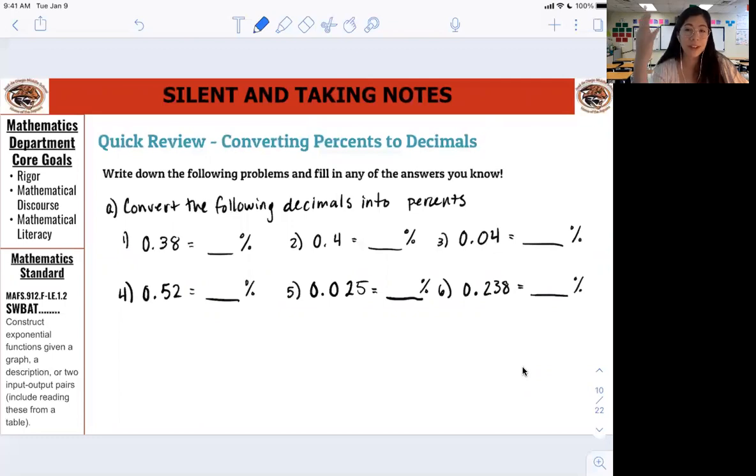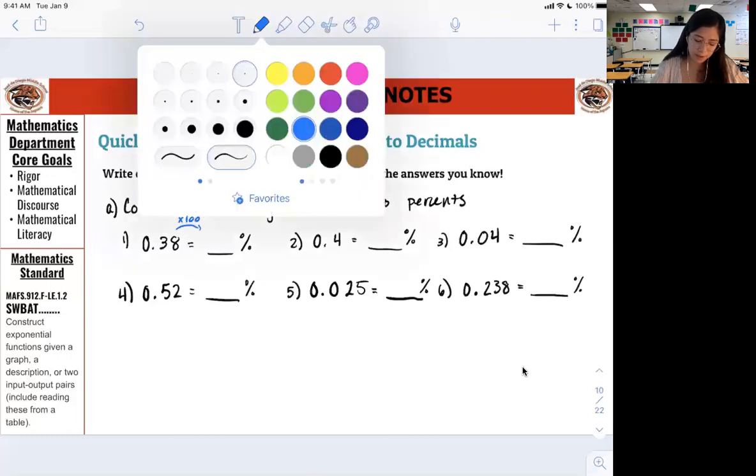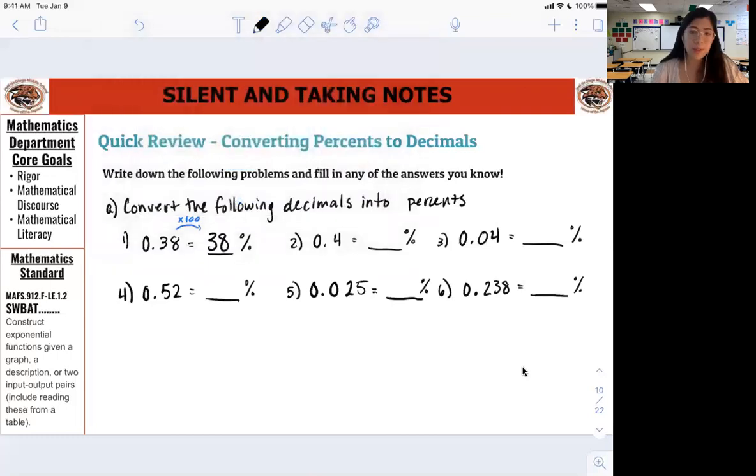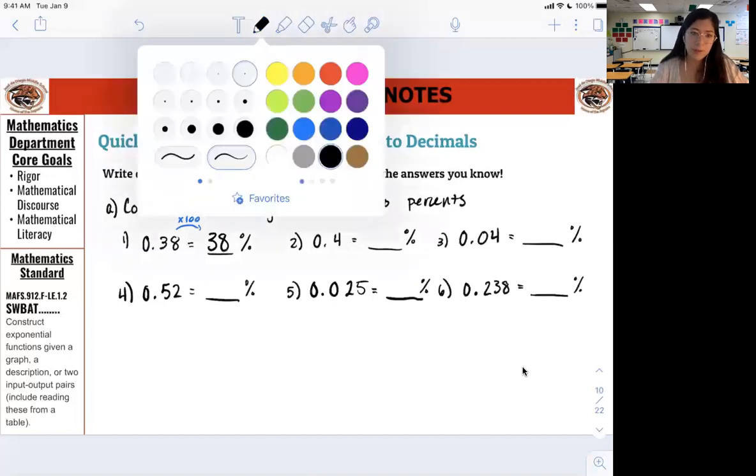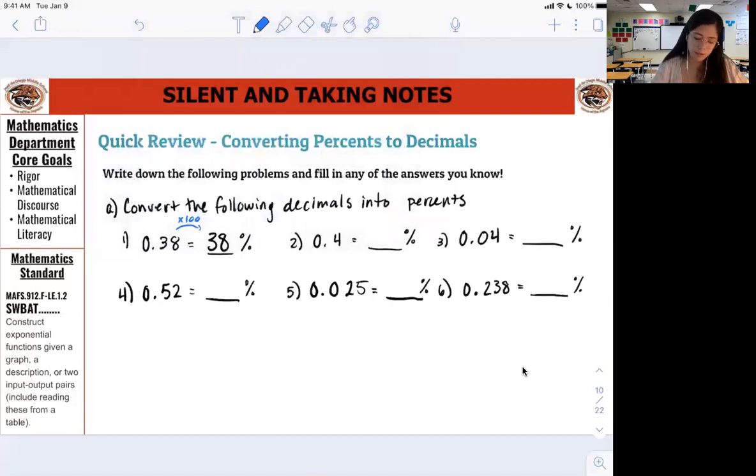So yeah, there's a couple of ways, but one way to do it is to just multiply it by 100. So 0.38 times 100 gives me 38%. Now, another way to do it, I see it in the chat, is just to move the decimal over 2 units to the right. So 1, 2 gives me 38%. So those are 2 strategies.